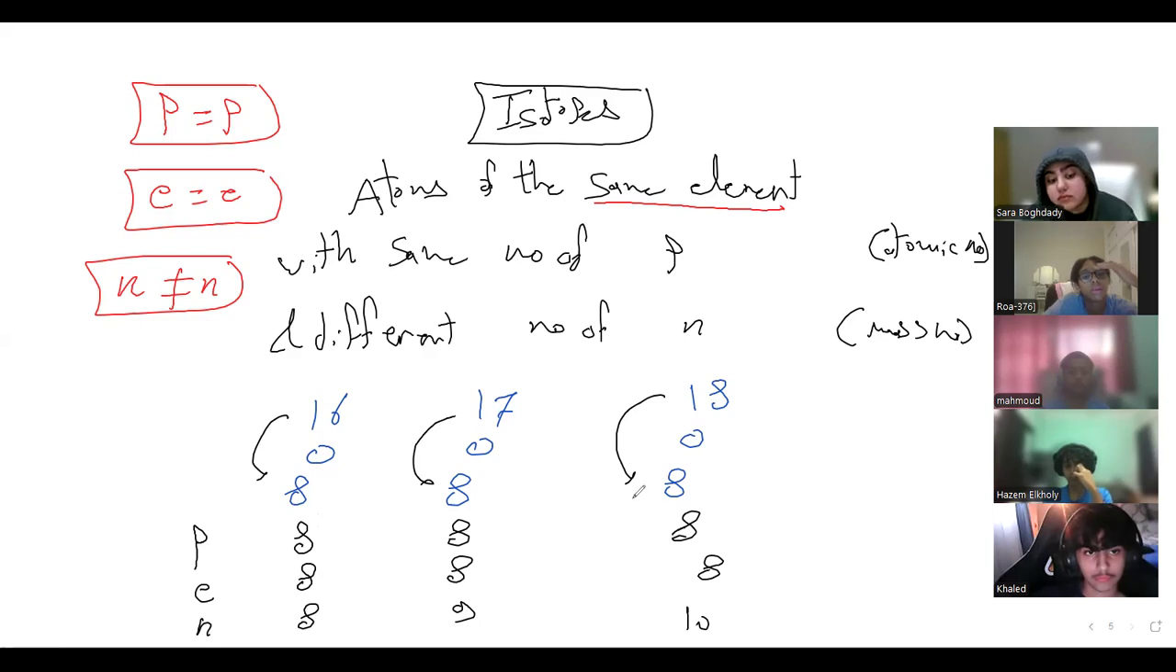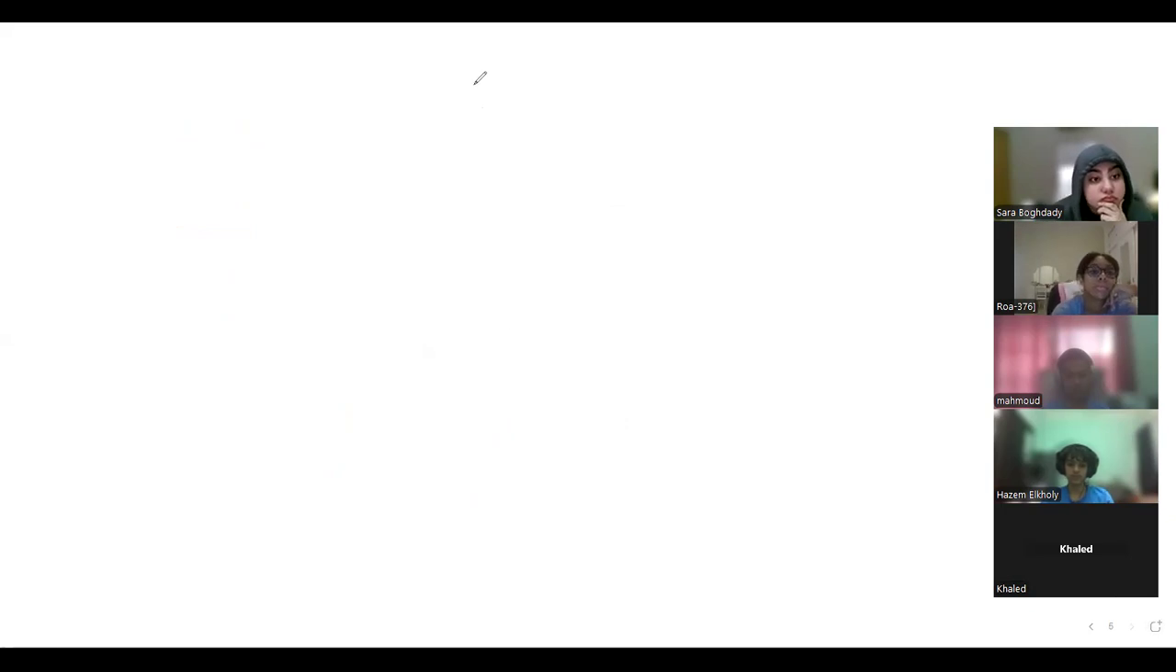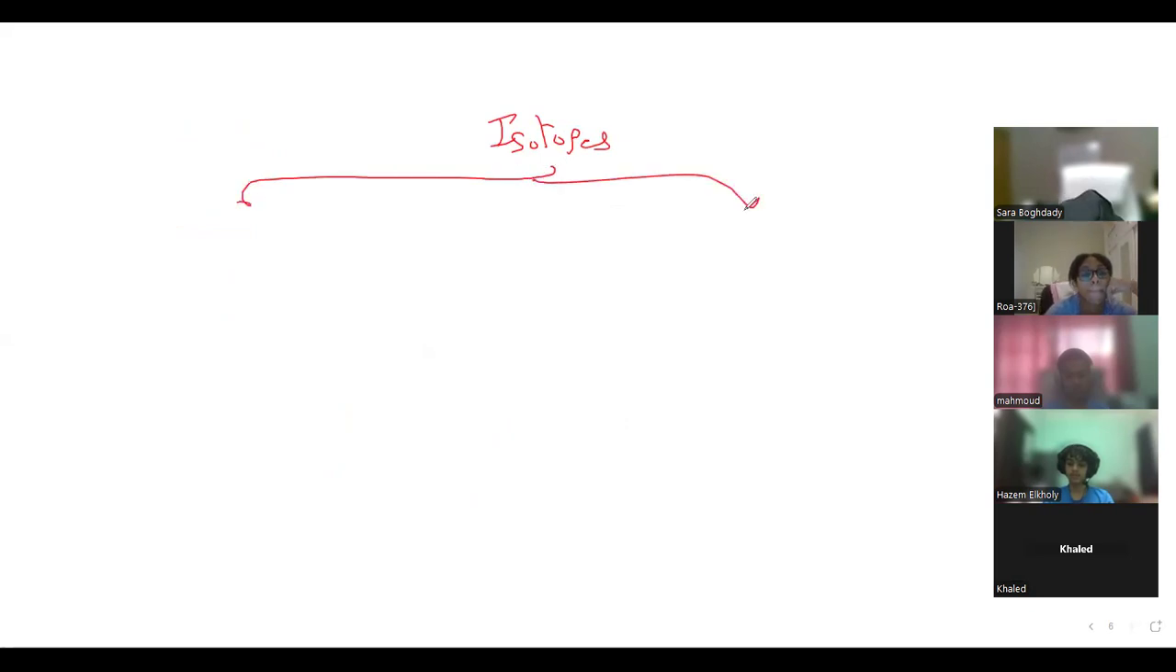Like O-16, O-17, O-18. All of them have protons 8, electrons also 8, but neutrons are different. 16 minus 8, 17 minus 8, 18 minus 8, to be 8, 9, 10. So protons equal protons, electrons equal electrons, but neutrons not equal to neutrons. And isotopes, they are same element and they have similar chemical properties.